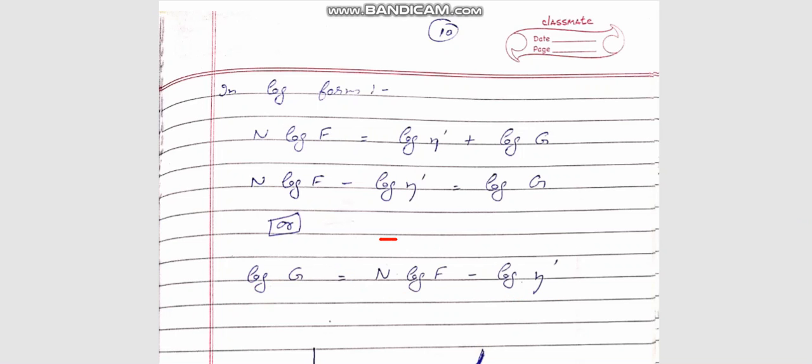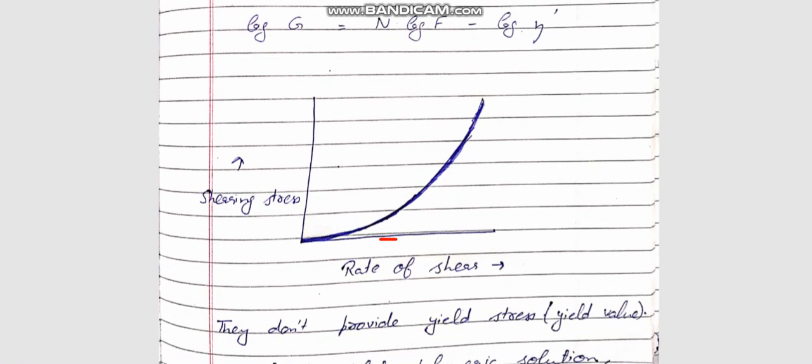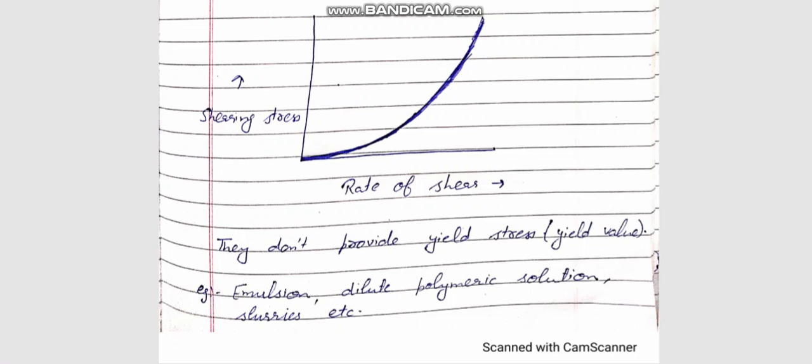And if we plot a graph between the rate of shear and the shear stress, it is not linear, but it keeps increasing in a non-linear way. They don't provide a yield value, which is also called yield stress. For example, pharmaceutical preparations which follow this type of flow are emulsions, dilute polymeric solutions, slurries, etc. In a further topic, we are going to discuss what yield value or yield stress is.